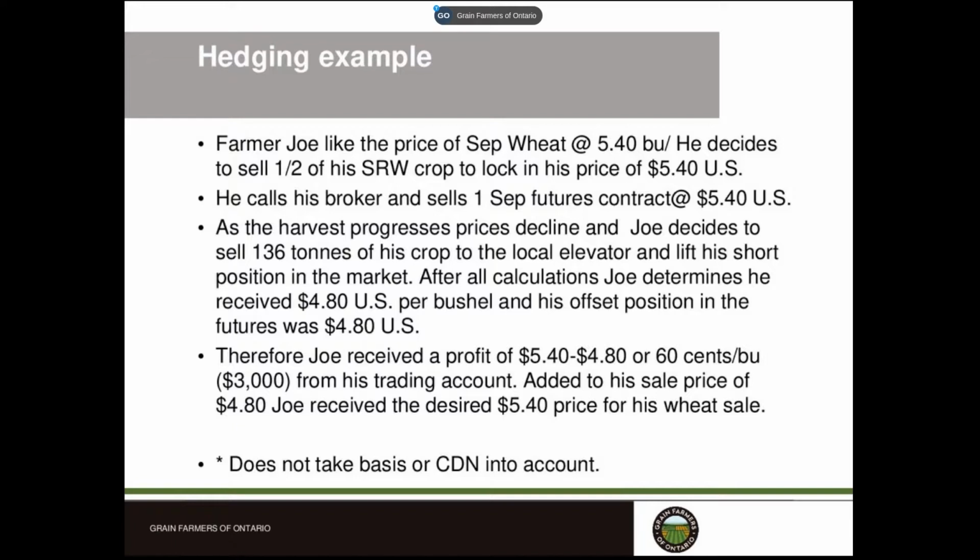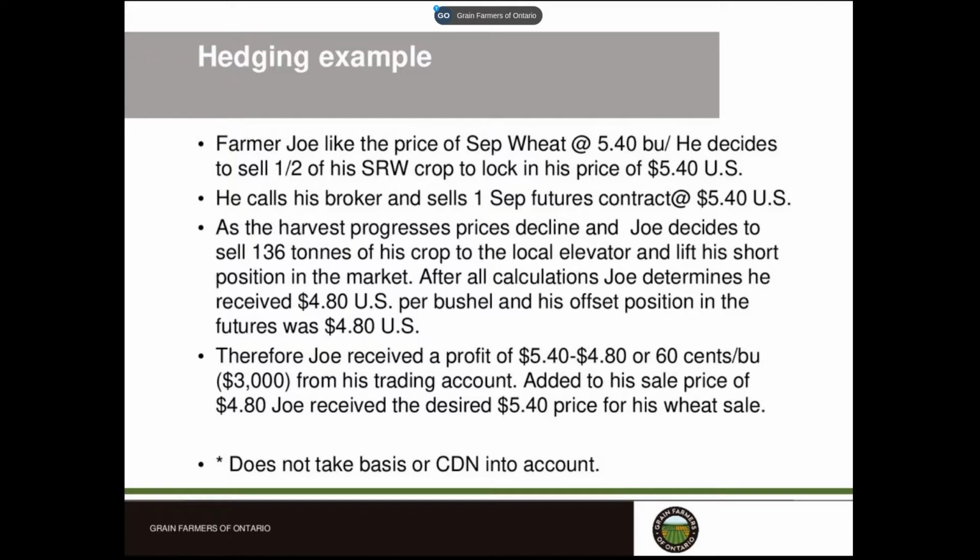As the harvest progresses, the prices decline, and Joe notices that they're now down quite a bit. After he does his calculations, he feels the bottom may be in, and he needs some cash to pay his bills. So he determines it's time to buy back that position. He phones his broker and says buy back his futures position, because as we mentioned before, you short first, and you cover it by buying it back. He shorted the wheat at $5.40, and now to buy it back, it's currently trading at $4.80. So he receives the difference.